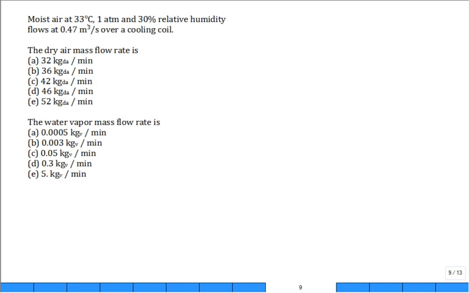33 degrees C, 1 atm, 30% relative humidity. It's flowing at 0.47 meter cube per second over a cooling coil. So it's approaching the cooling coil at that volumetric flow rate. What is the dry air mass flow rate? And you may need a calculator. So what is my mass flow rate of the dry air?